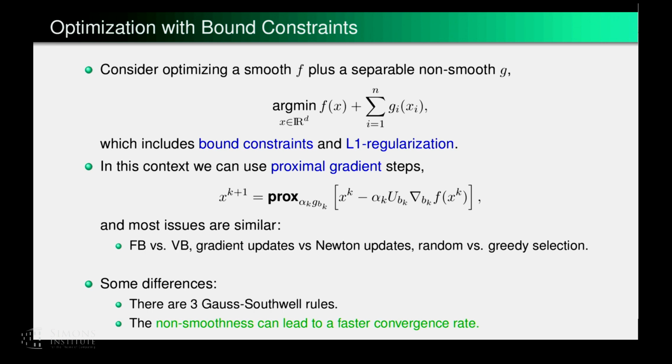So you want to look up something called the GSQ rule if you're interested in that. And the non-smoothness can actually lead you to a faster convergence rate. Normally we think of proximal gradient as leading to a convergence rate that's the same as if we had a smooth problem. But I want to argue that if we have a non-smooth problem, proximal gradient might actually converge faster than if we just had the smooth problem.